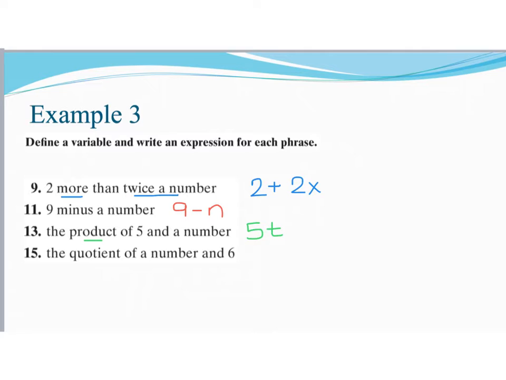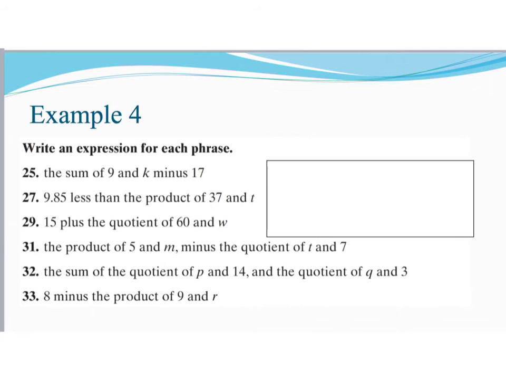And 15 says the quotient of a number in 6. So here I might just take my variable to be q, and I'm going to divide that by 6. And again, you can pick whatever variables you choose. For example 4, number 25 says the sum of 9 and k minus 17. So here we have the sum, which is addition, and then minus is a subtraction. So this would be the sum of 9, which indicates plus, k minus 17.